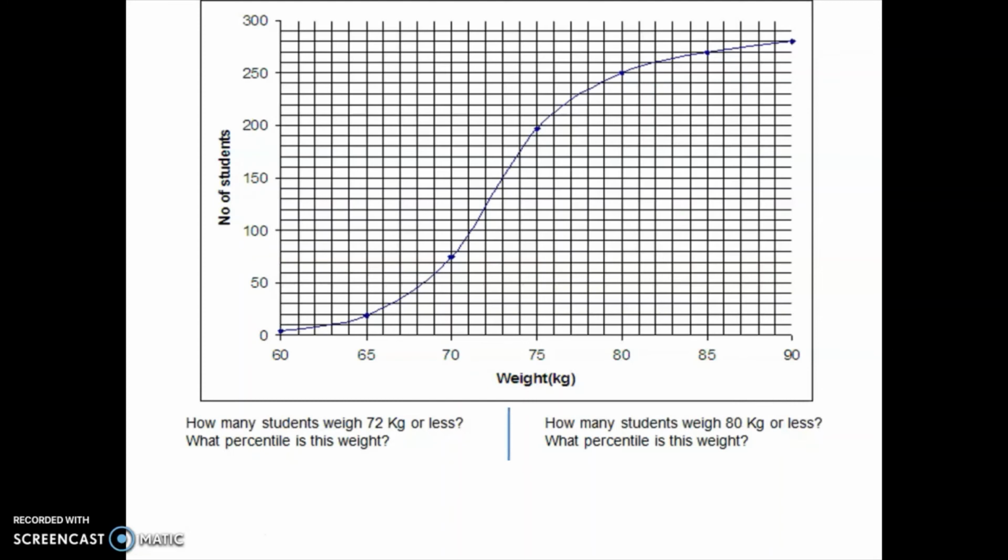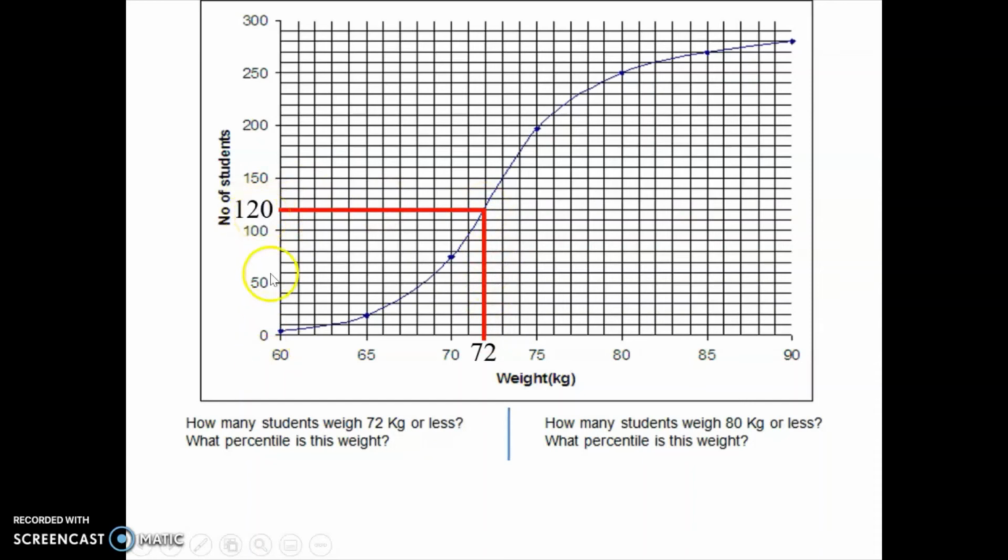Let's look at the next question. How many students weigh 72 kilograms or less? So now we're given a weight and we want to see how many students that is. So I'm going to go from this axis this time. 72 is right here. I'm going to go up to the curve and then across. And that brings me to about 120.